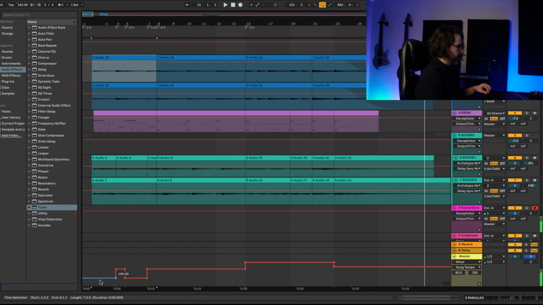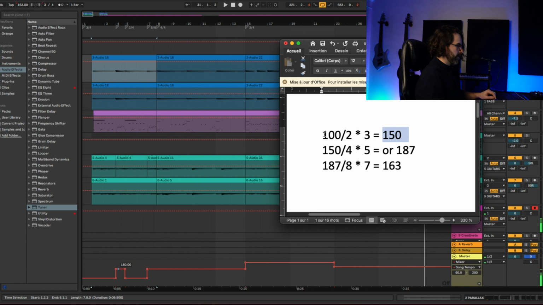So let's talk a little bit about the different tempos in the track. So we start at 100. Like in the example, we use 150 here, which is actually the value of the triplet. So if we see this little calculation here, 100 divided by 2, which is the value of the 8th note, multiplied by 3, which is the value of the triplet from the first tempo, equals 150. So this is the example that I've used earlier.